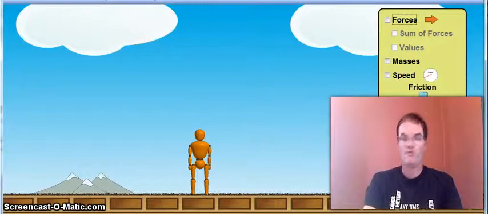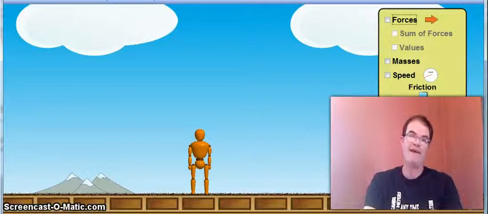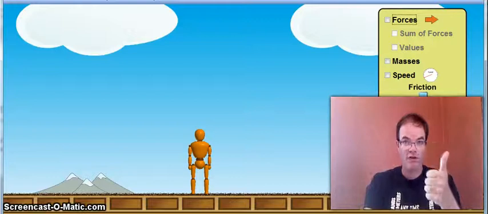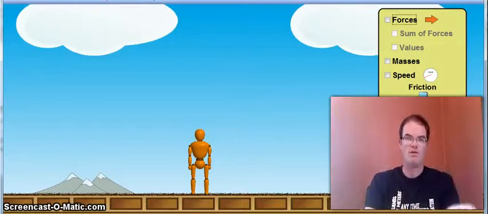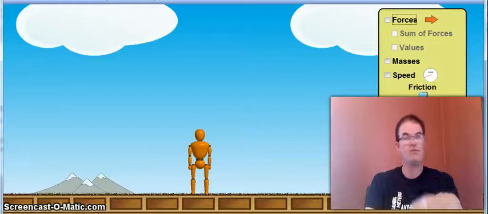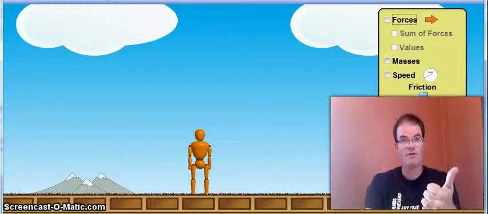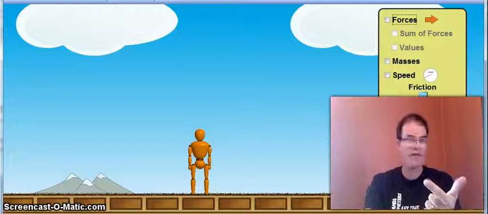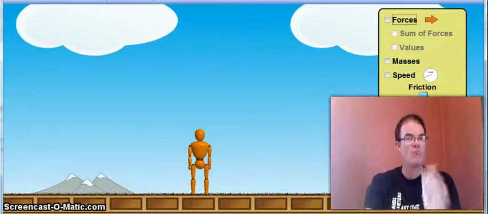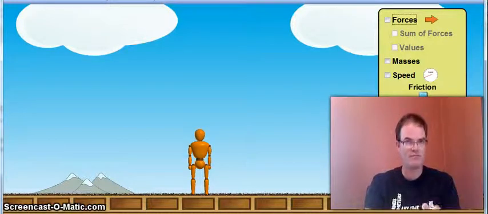Well, in our previous chapter we learned about static equilibrium, where things stay at rest if no net forces act on them. No net forces, no motion. We also learned about dynamic equilibrium. In dynamic equilibrium, things do have motion, but they don't have any net forces acting on them either. And the motion is constant.